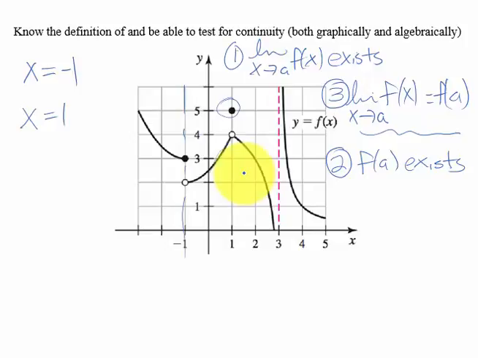Okay, as we look at another place where it is not continuous, that's going to be at x equal 3. And a couple things going on here. The limit does not exist. As I approach 3 from the right-hand side, I approach infinity. From the left-hand side, I approach -infinity. The limit does not exist at 3, and therefore it is not continuous at 3.